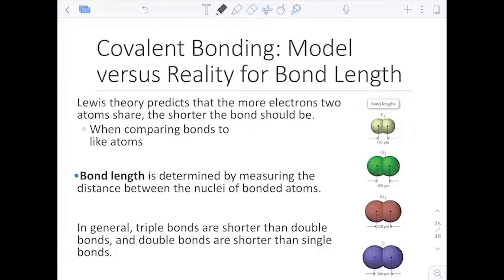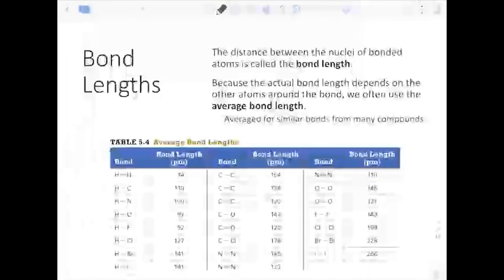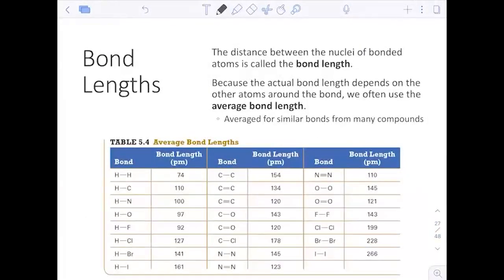We can also look at the size of the atom. Chlorine is bigger than fluorine, bromine is bigger than chlorine, and iodine is the biggest out of all those halogens. The bigger the atom, the greater the distance between those nuclei. The bond length increases as well. So here are some average bond lengths. We see that they correlate with what we thought.